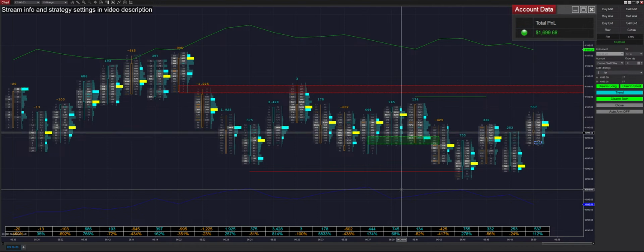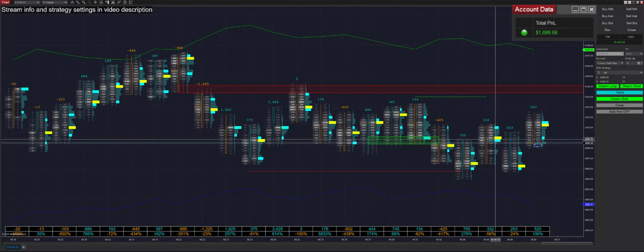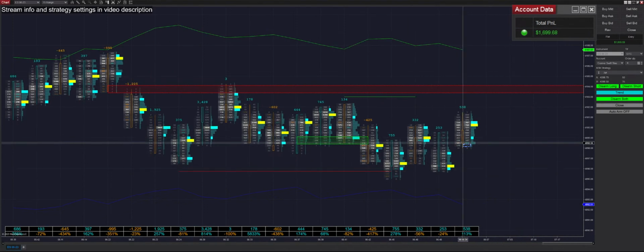Pretty frustrating day in regards to trades. Just absolutely zero entries, but that's just how it is sometimes. As you can see, this support level has been broken.